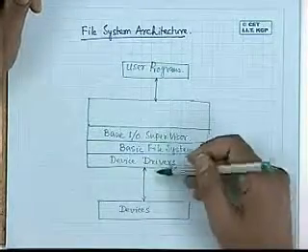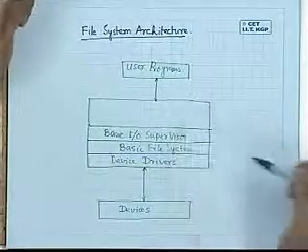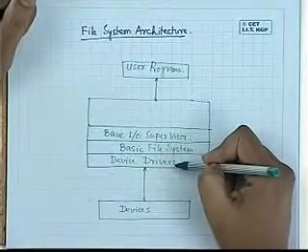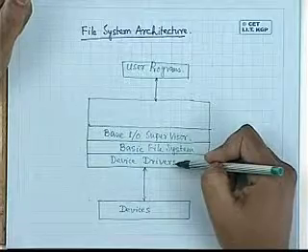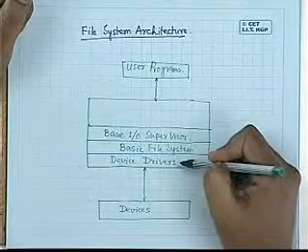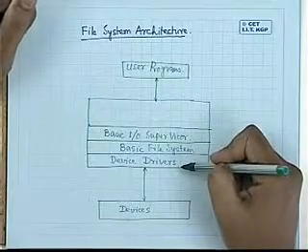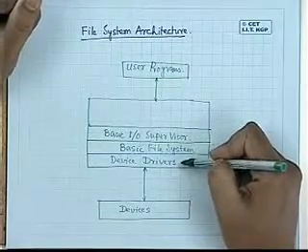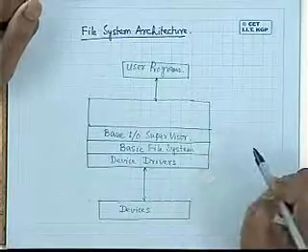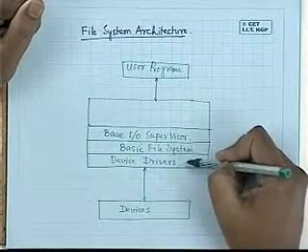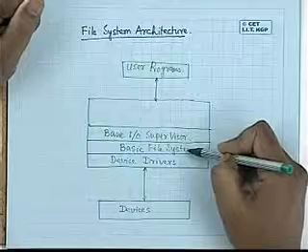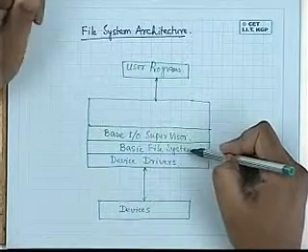Okay. So we have different layers in this architecture. At the lowest layer, that is the device driver. The device driver is an interface with the devices. I mean, the device drivers are nothing but a set of software which directly controls the devices that contain the file. Just above this device driver, we have another layer which is the basic file system.